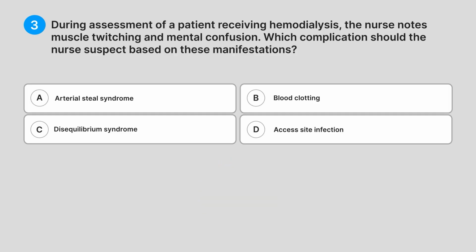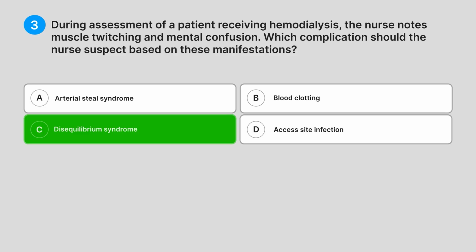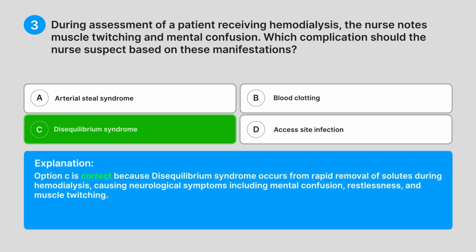Correct answer. C. Disequilibrium syndrome. Explanation: Option C is correct because disequilibrium syndrome occurs from rapid removal of solutes during hemodialysis, causing neurological symptoms including mental confusion, restlessness, and muscle twitching.